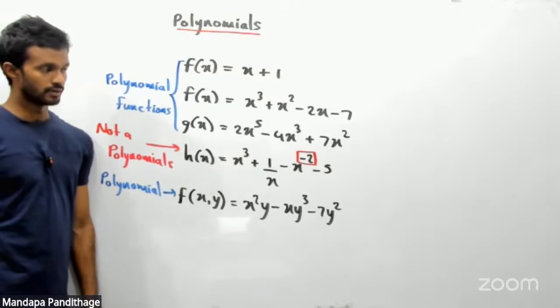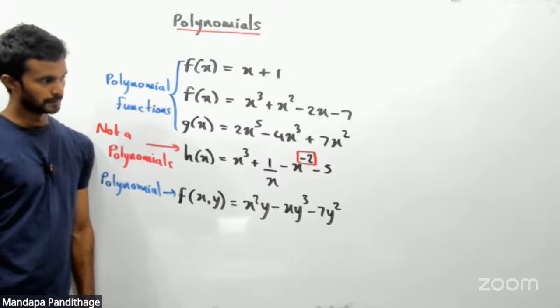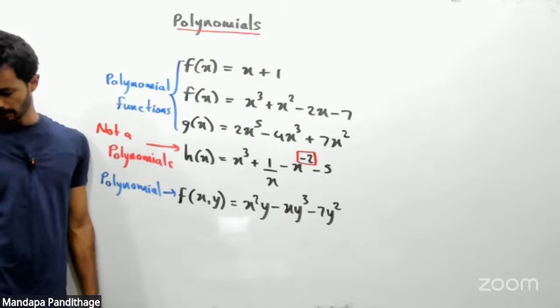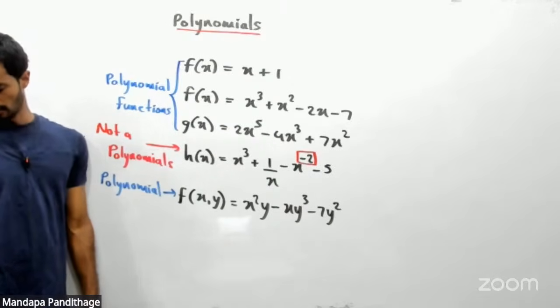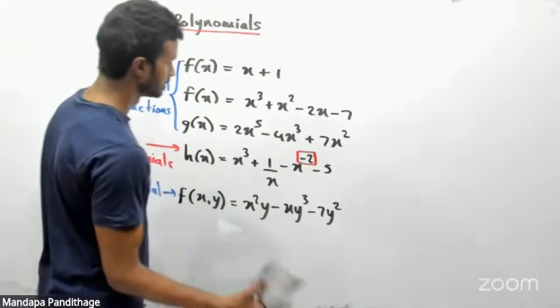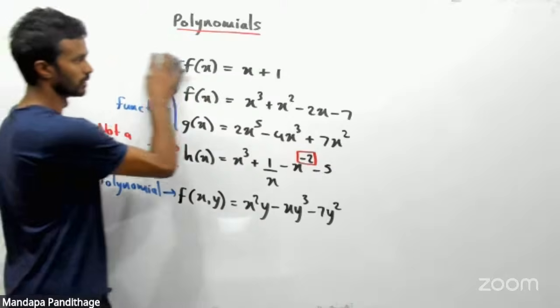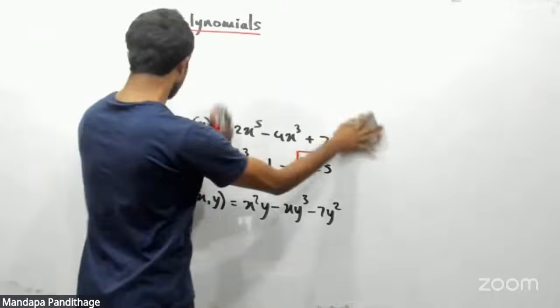Then write it this way: degree, a subtopic, degree of a polynomial. The degree of a polynomial. So what do we consider as the degree of a polynomial?